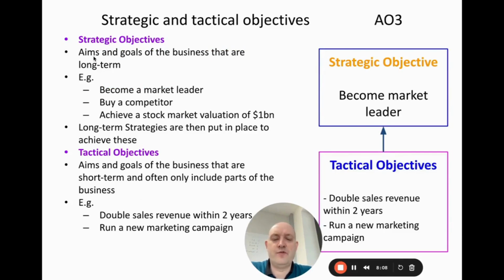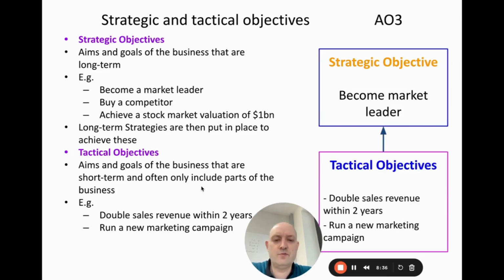The difference here is that strategic objectives are the aims and goals for the long term, for example, become market leader. And then the tactical objectives will hopefully be there to actually achieve the strategic objectives in the long run. You can see over here, strategic objective, become market leader. Then the tactical objectives are going to be short-term goals in order to achieve that long-term strategic objective.